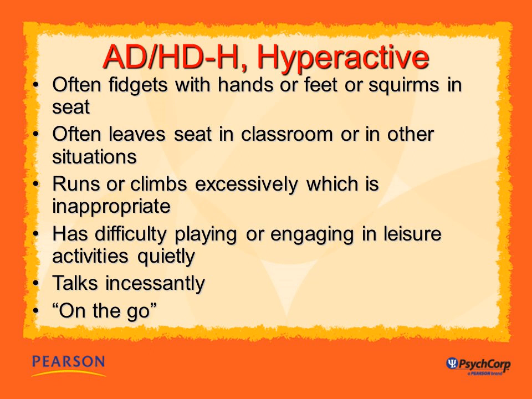Now, for the hyperactive child, this is a child who's much more visible, and these are the children who get diagnosed earlier on for very obvious reasons, because you see them more readily in the classroom. They're the fidgeters, the ones who fidget with hands or feet. They squirm. They take an object on their desk or someone else's desk. They can play with it.